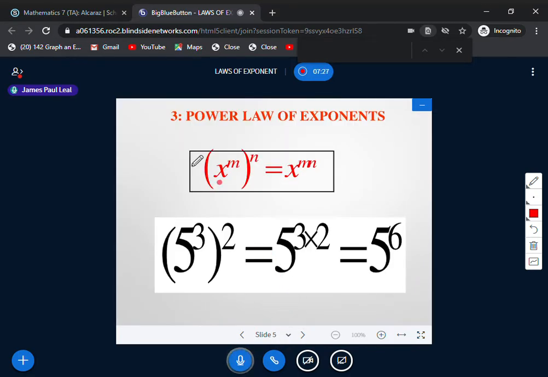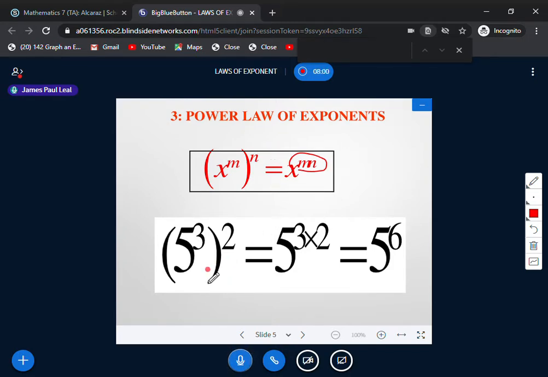Number three is the so-called power law of exponents. So this is something like power to a power. You have a power and you have here another power. So what will be the concept? Say, for example, you have here the given variable with exponent, and it is actually raised by another exponent, represented as n. Then all you have to do there is multiply the two exponents. So this is power to power. This is number three, power law of exponent.